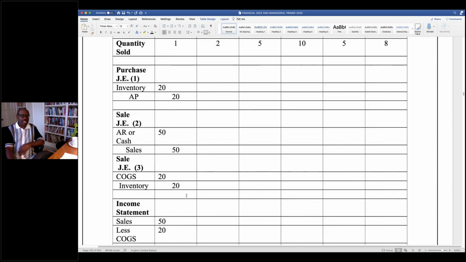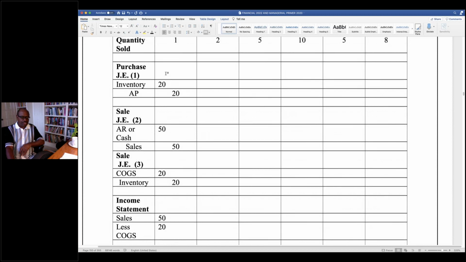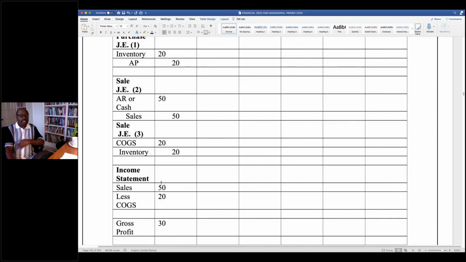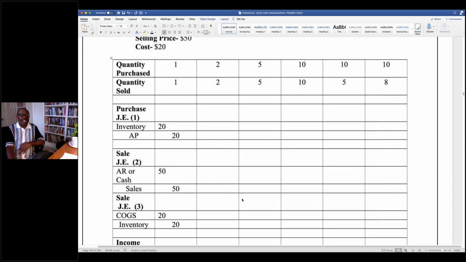And so this is what we will be doing over the next 2 weeks. We will be buying shoes, selling them, buying them. We're going to make this entry. When we sell them, we're going to make these 2 entries. And then we're going to do the top of the income statement showing sales, less cost of goods sold to get the gross profit. How's that sound? Good, I guess.